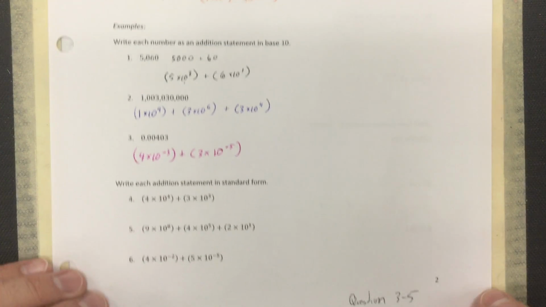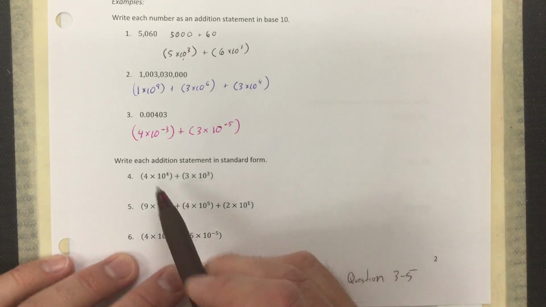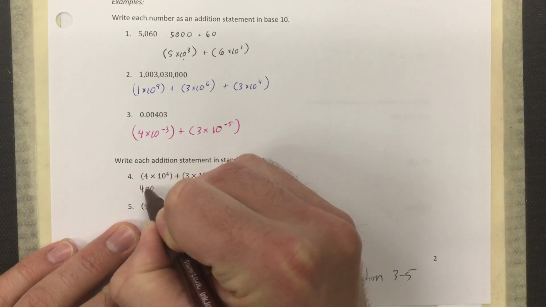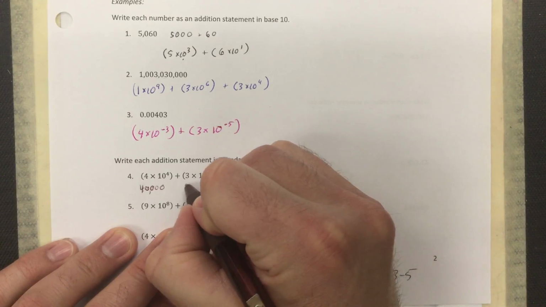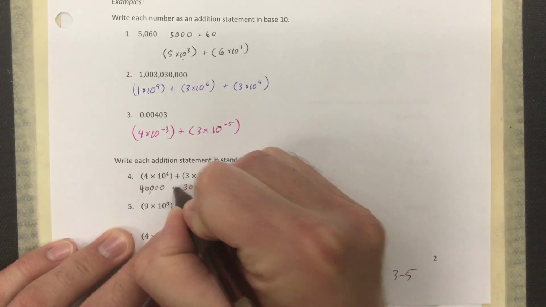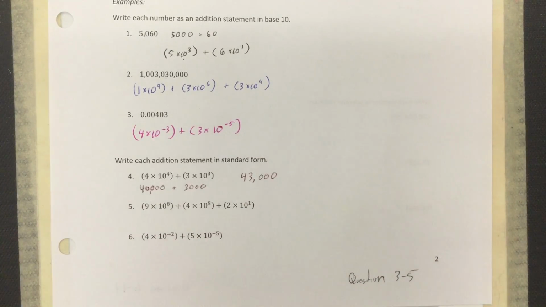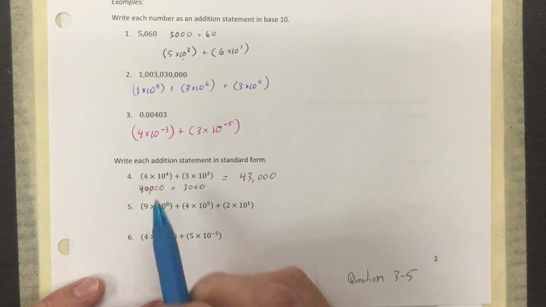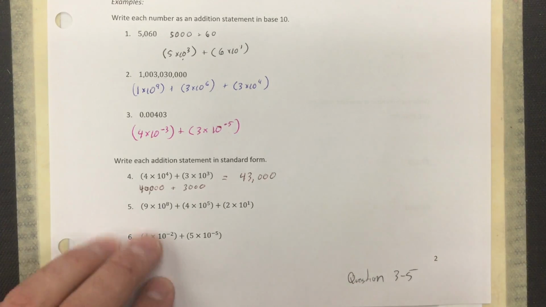All right, let's put each of these addition statements into standard form and see exactly what that's going to look like. Well, 4 times 10 to the power of 4 is the same as a 4 with 4 zeros behind it, 40,000. And 3 times 10 to the power of 3 is a 3 with 3 zeros behind it. If we add those together, we're going to get 43,000, and then we're going to add in trailing zeros to finish it off, or to add in the rest of our place values. Anytime we do not have a place value mentioned here, we need to add a 0 in there.